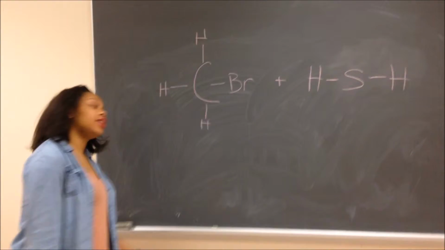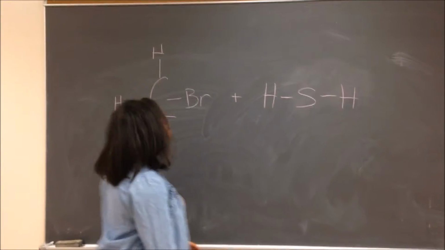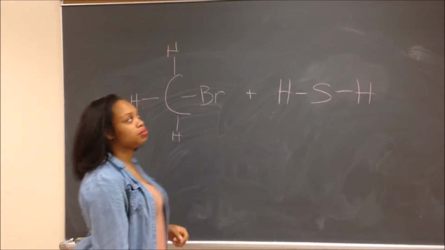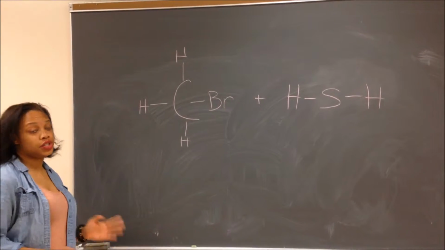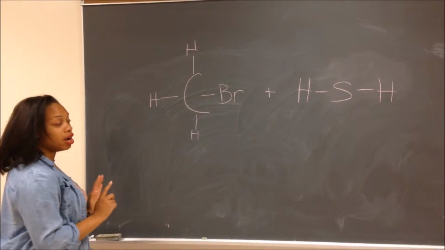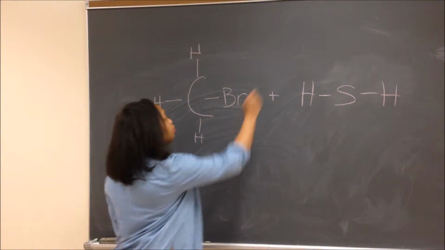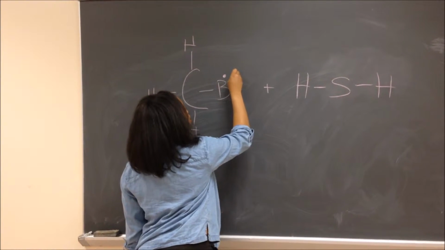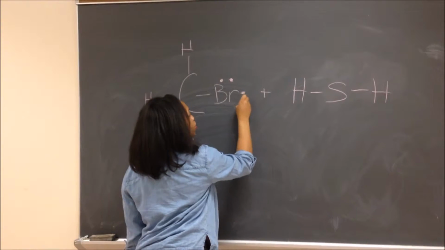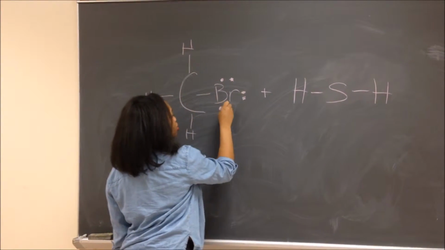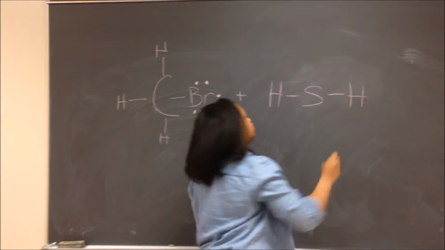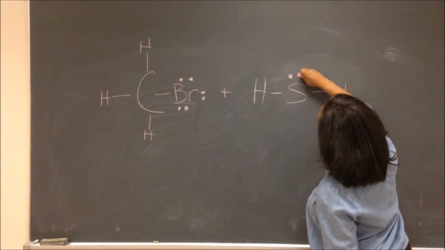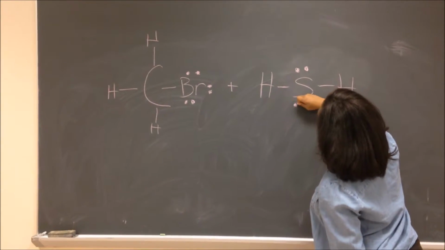So as you can see, right now we have 2 different molecules. We have CH3Br and we have H2S. So the first thing that we're going to do is display the lone pairs, because they're not currently displayed here. So Br, being a halogen, will have 3 pairs of lone pairs. And sulfur will have 2 pairs of lone pairs.